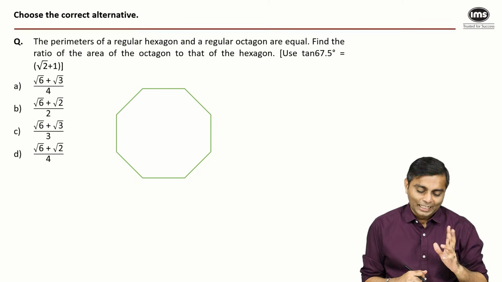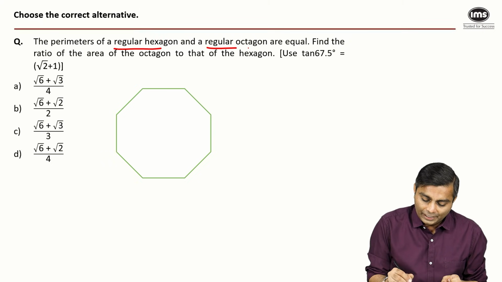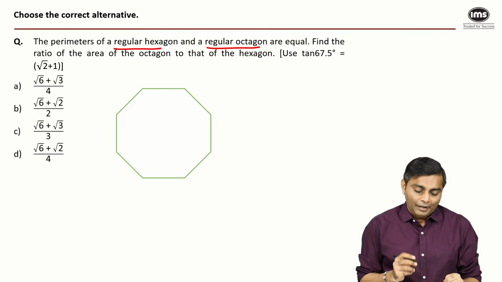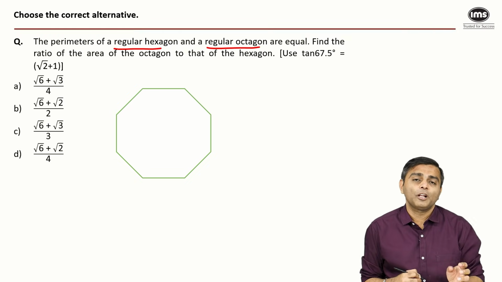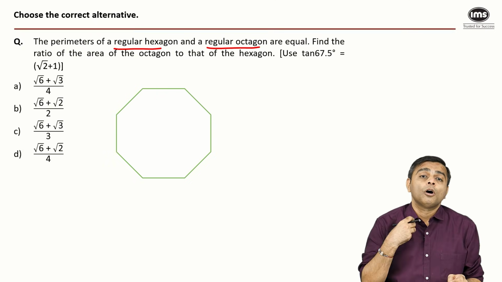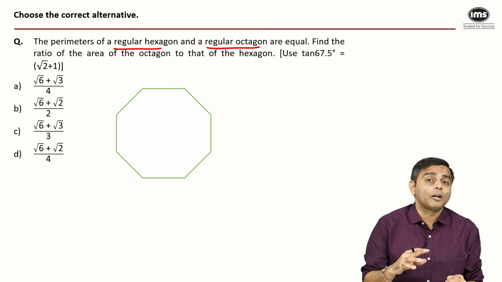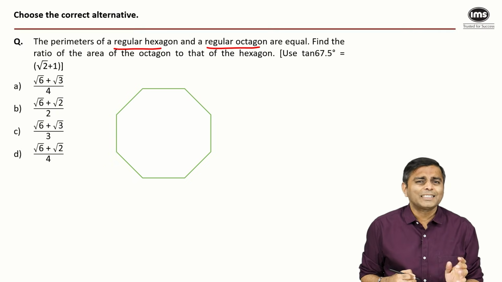Okay, moving on to the last question now. What have they said? Perimeters of a regular hexagon and a regular octagon are equal. Find the ratio of the area of octagon to the area of hexagon. We know the formula for area of regular hexagon. The trick here in this question is to know, or rather derive, the formula for area of a regular octagon. So let's try that. It's a regular octagon.